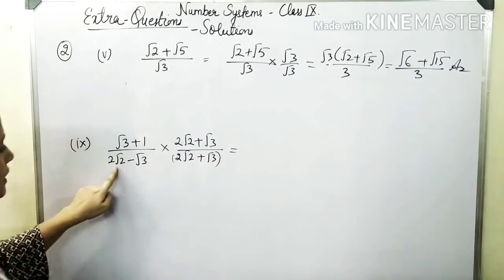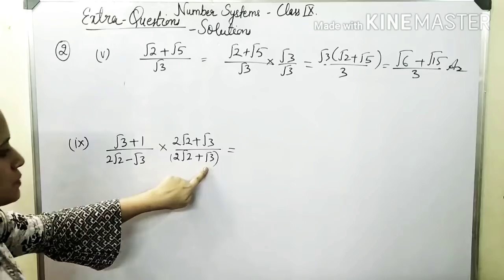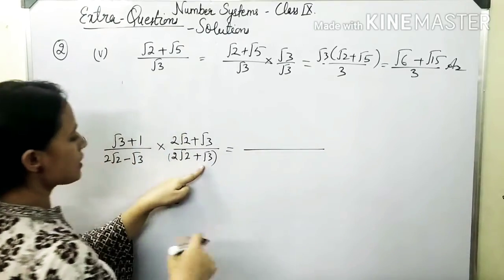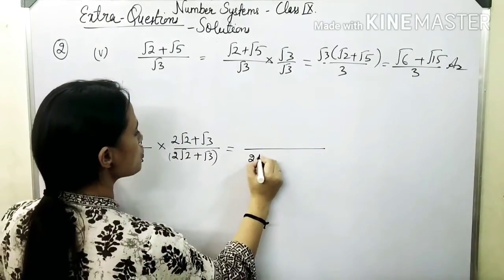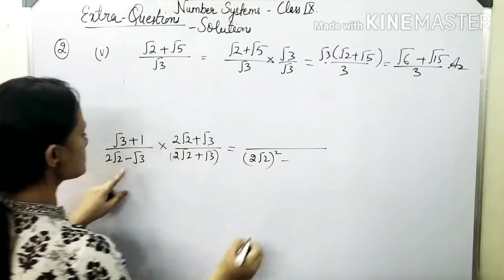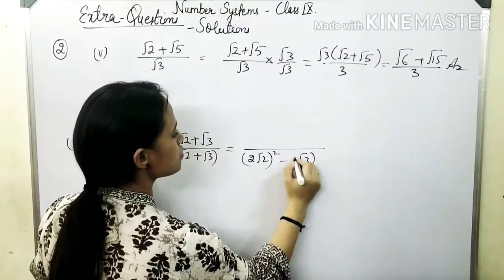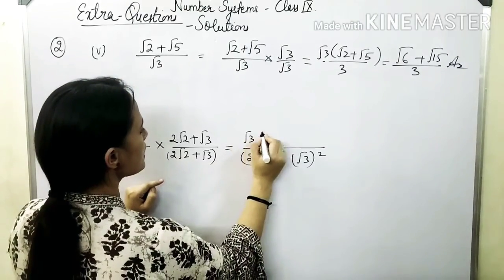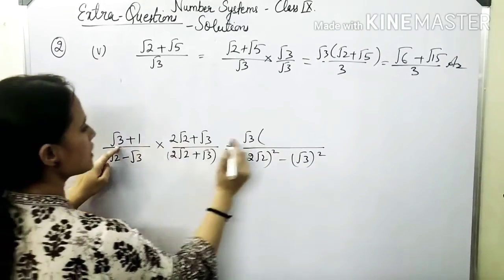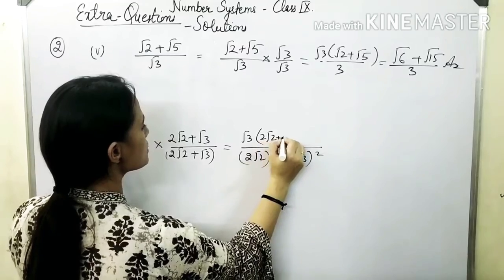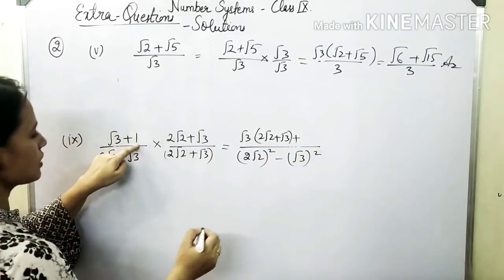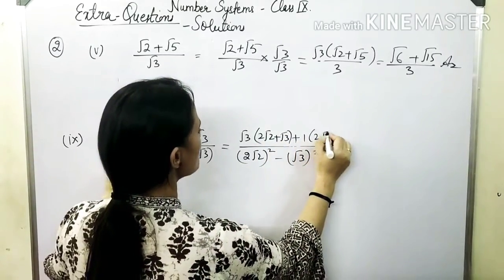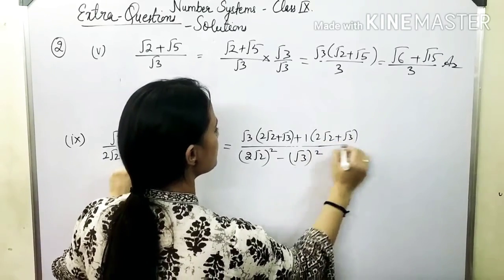So here we'll get a minus b, a plus b. So this gives us a square minus b square. That is 2 root 2 whole square minus root 3 square. And in the numerator, 3 will get multiplied first with both the terms 2 root 2 plus root 3. And then 1 will get multiplied with both the terms 2 root 2 plus root 3.